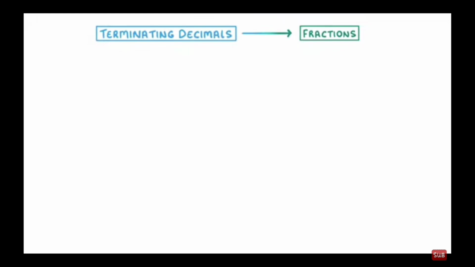In this video, we're going to cover how to convert terminating decimals into fractions. Or in exams, they'll often ask you to express the terminating decimal as a fraction. Now, a terminating decimal is just a decimal that has a limited number of decimal places, like 0.7 or 0.031. So they're the ones that don't go on forever.